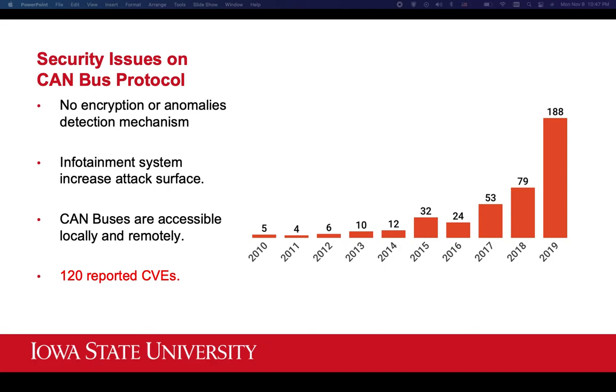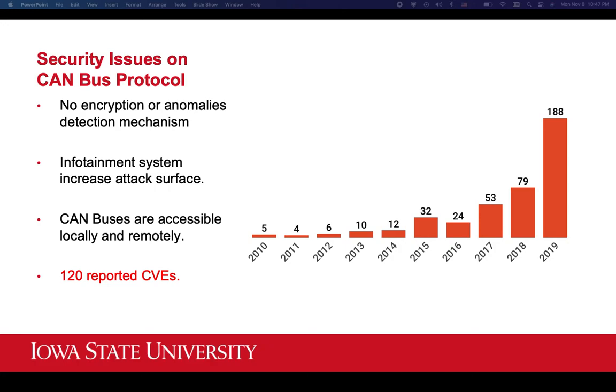And the CAN bus can be accessible remotely or locally. Locally, through the onboard diagnostic port, which is located under the steering wheel. It's usually used by mechanics for diagnostics. So if you get a check engine light, you take your car to the mechanic, and they plug a little device in under the steering wheel to figure out what's wrong with the vehicle. Remotely, that could be through onboard Wi-Fi or through Bluetooth.